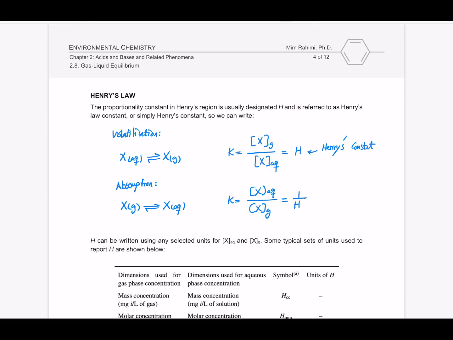In this case, sometimes we use a special designation of KH. So if you see KH, in the homework or in the exam, it's referring to the absorption type of expression. When you see H, which is more common, it's basically talking about volatilization.